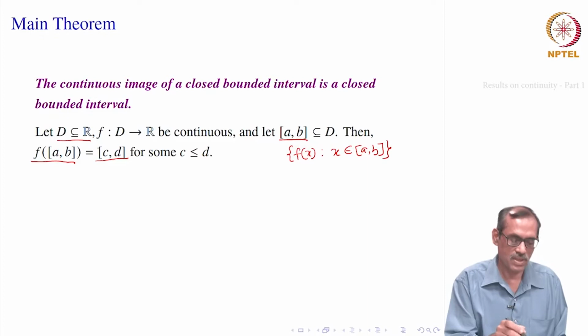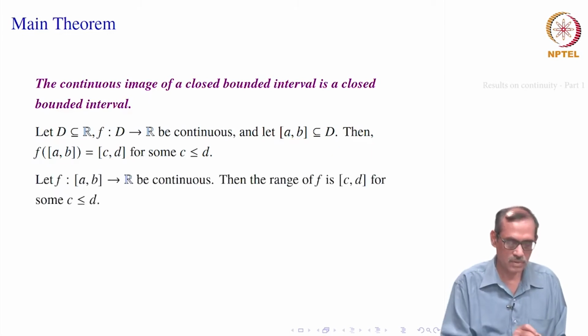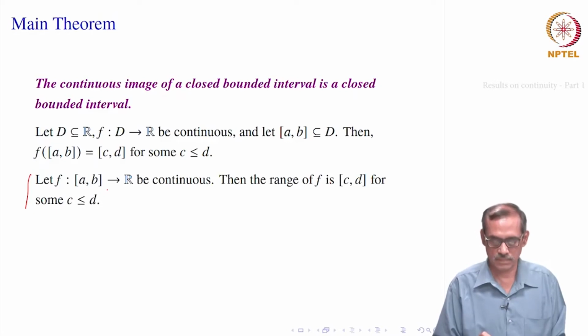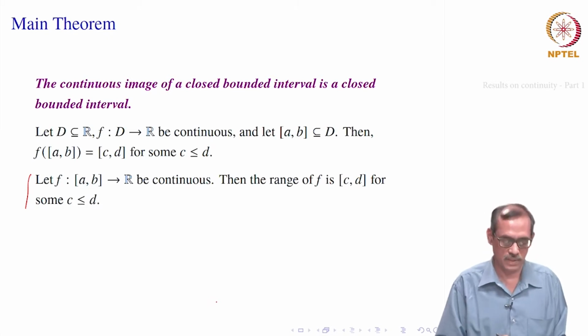Again, there is a reformulation of this theorem, where we start directly with f defined on the closed interval [a, b]. That is how it is usually mentioned. Let f from [a, b] to R be continuous. Then its range, which is f of [a, b], is equal to [c, d] for some c less than or equal to d. That is a very convenient form to use.